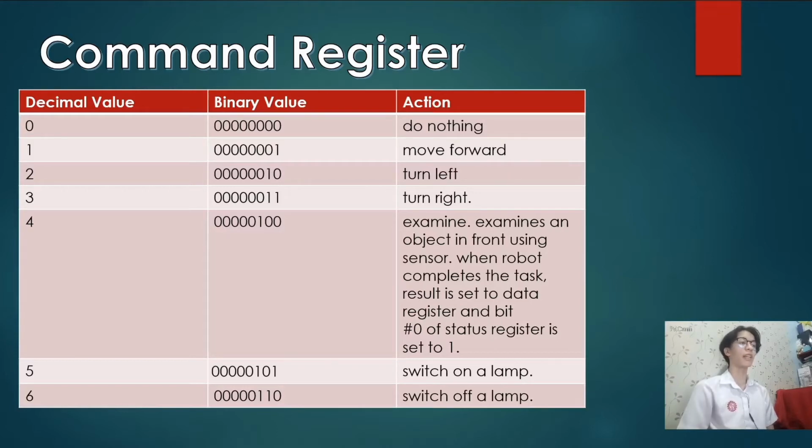It examines an object in front using the sensor. When the robot completes the task, the result is set to the data register and bit number 0 of the status register is set to 1. Decimal value 5. The indication here on the binary value is on the 6th and 8th positions, which means the action of it is to switch on a lamp. And the last decimal value is number 6, where the indications of ones are in the 6th and 7th places of the binary value, and the action of it is to switch off a lamp.